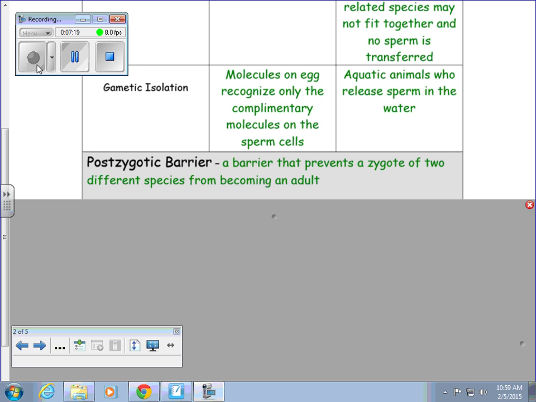Well, if all of those things fail, and let's say two individuals from two different species have somehow mated and their sperm cell and egg cell have come in contact with each other, all hope is not lost. We also have something called a post-zygotic barrier. So post would mean after, zygotic refers to the zygote. So if a zygote has actually been created, the prevention still could exist of preventing that zygote from becoming an embryo or becoming an adult.